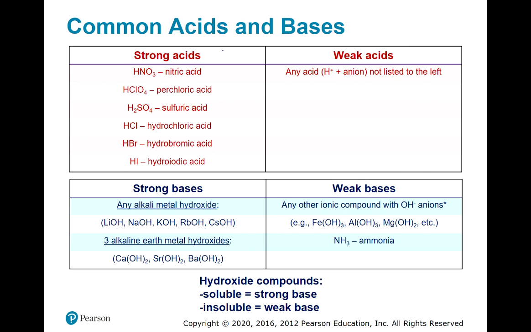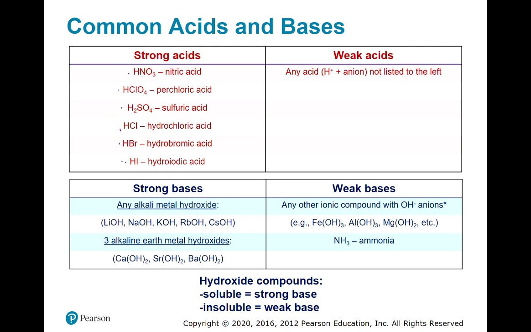So in the first category here, we have strong acids, and these are all going to be strong electrolytes. The strong or weak in acids and bases essentially refers to whether they are strong or weak electrolytes in both cases. As far as we're concerned, there are only 6 strong acids, and those are the acids listed here. So we have nitric acid, perchloric acid, sulfuric acid, hydrochloric acid, hydrobromic acid, and hydroiodic acid.